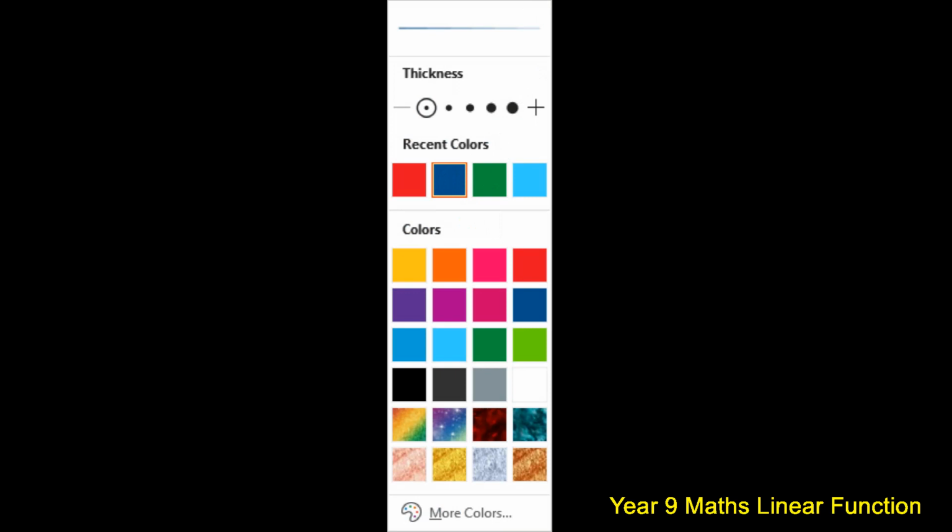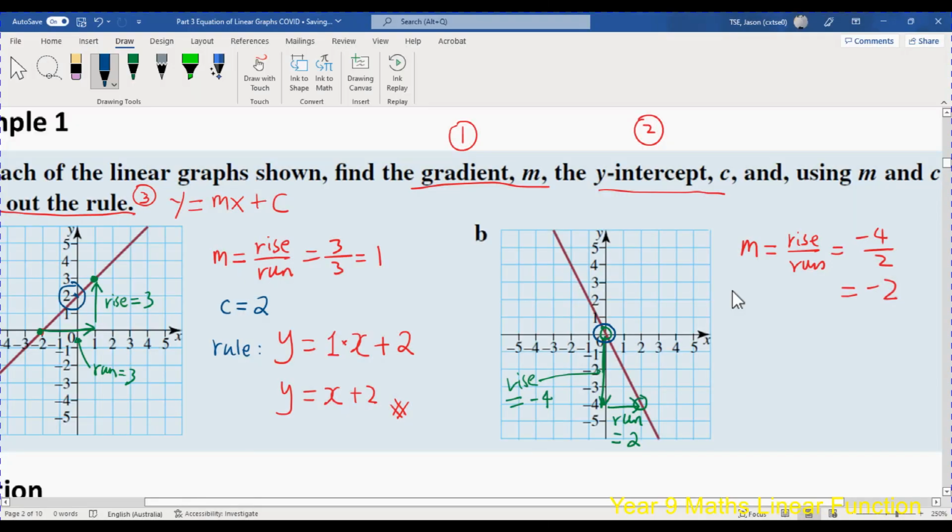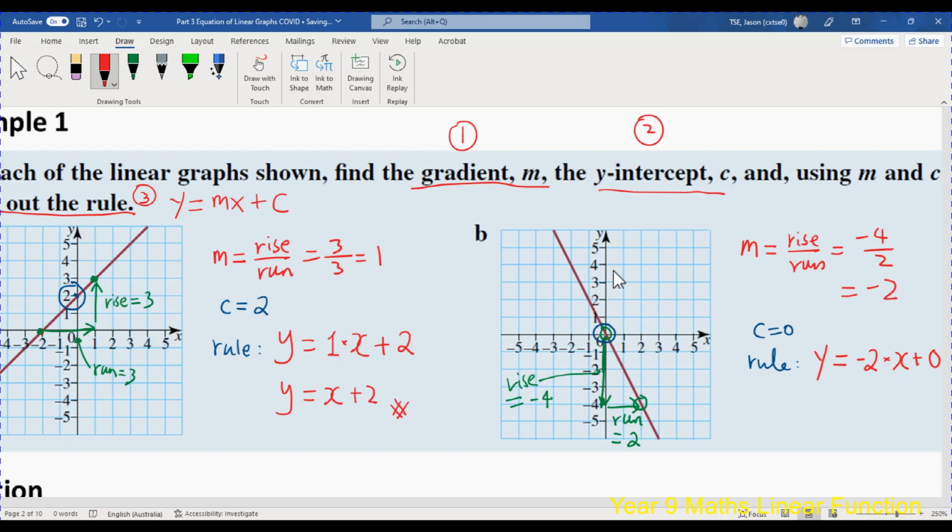Y-intercept, where is y-intercept? Where the line cuts the y-axis was here. So where's this point? It should be 0. So c equals 0. So the rule, y equals -2 times x plus 0. Simplify the expression. Y equals -2x. That's it. The most simplified version.